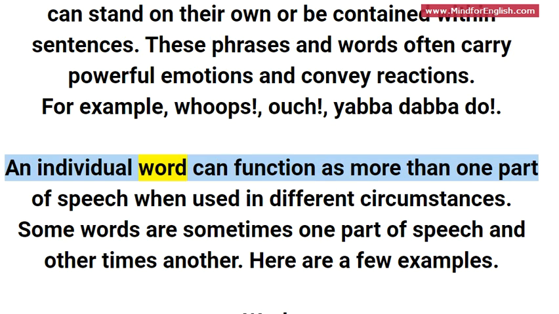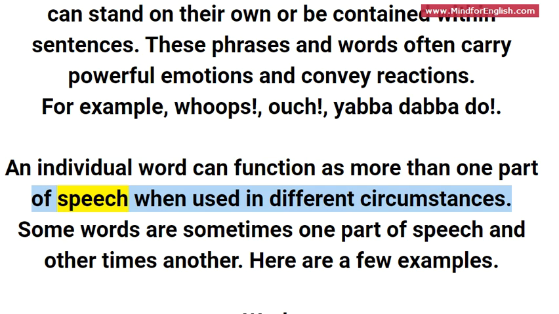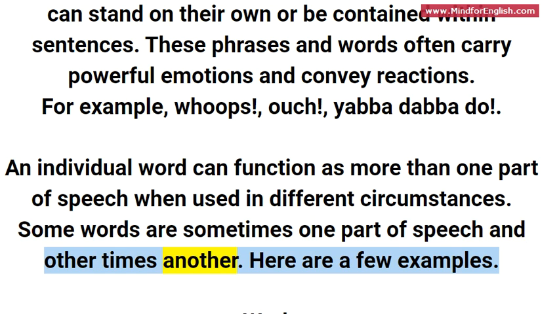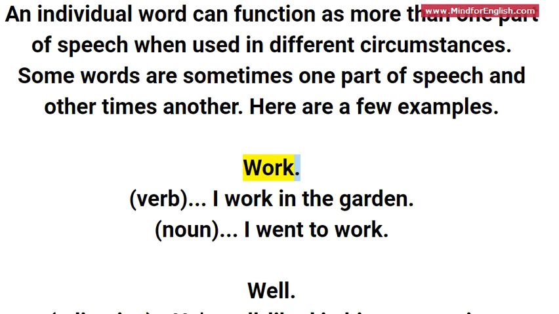An individual word can function as more than one part of speech when used in different circumstances. Some words are sometimes one part of speech and other times another. Here are a few examples. Work. Verb. I work in the garden. Noun. I went to work.